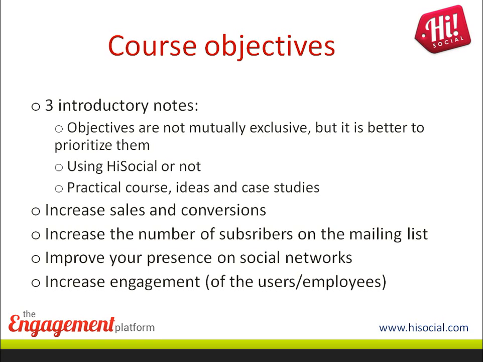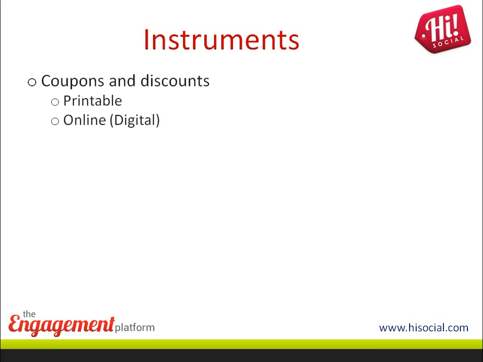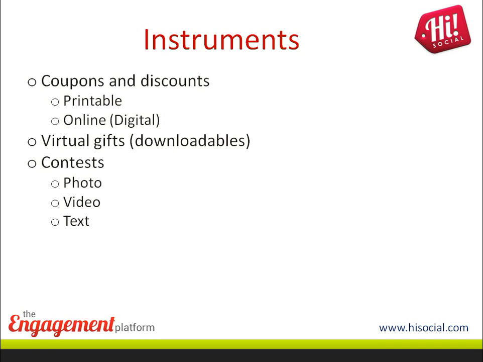To achieve these goals, we will use various instruments. In this segment, we are going to briefly discuss these instruments, and we will provide a brief description. The first instrument used are coupons and discounts. Coupons and discounts include any type of promotion you want to achieve, whether those are printable coupons or digital coupons used in online shops. The second element are virtual gifts. This includes any type of digital material that can be downloaded by the users of your website or your social followers. The third instrument are contests. There are several types of contests where people can participate.